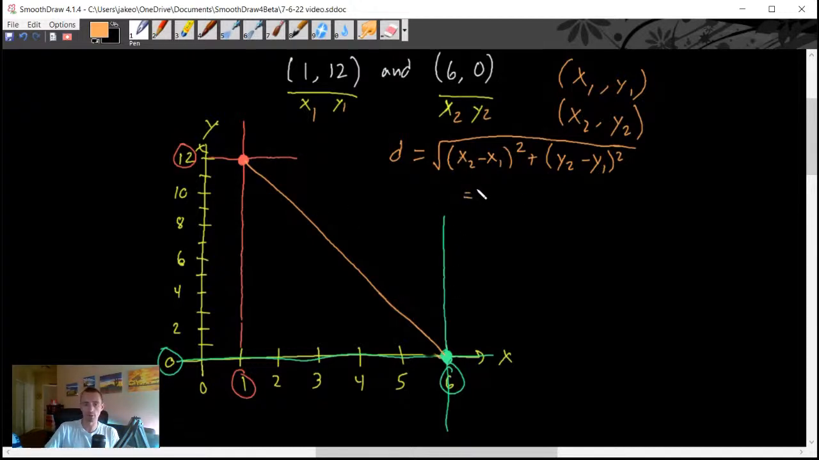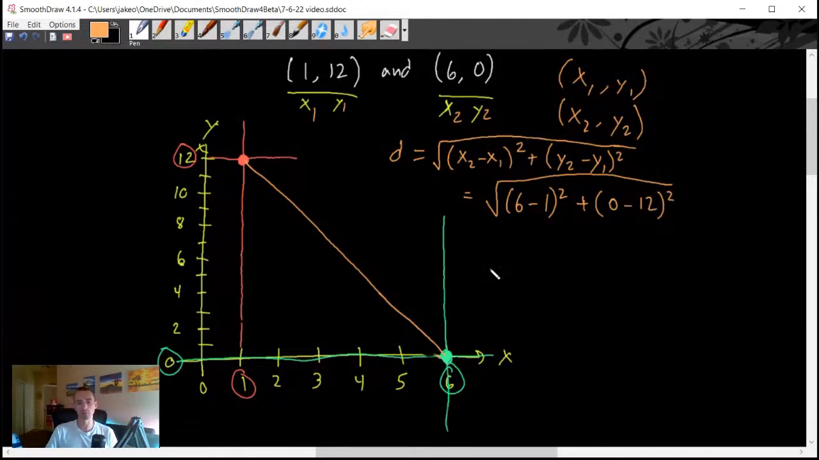So to do that, we're going to get the square root of x2, which is 6, minus x1, which is 1, all squared in parentheses, plus, in parentheses, y2, which is 0, minus y1, which is 12, all squared.